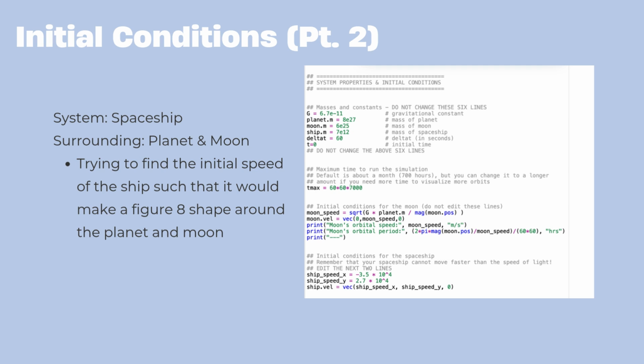And then here are the initial conditions for part two. To the right is the code that we used. The system for this part would be the spaceship, and the surroundings would be the planet and moon. We are trying to find the initial speed of the ship such that it would make a figure-8 shape around the planet and moon.